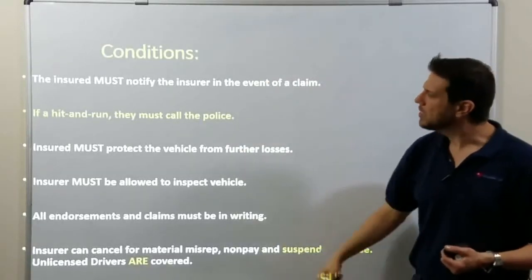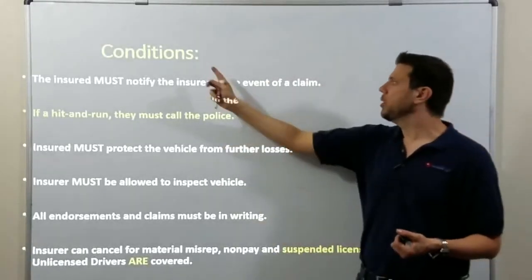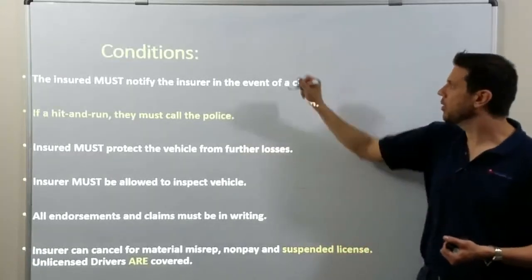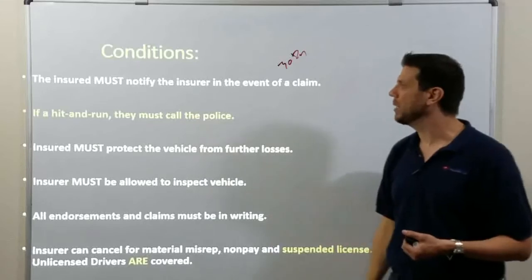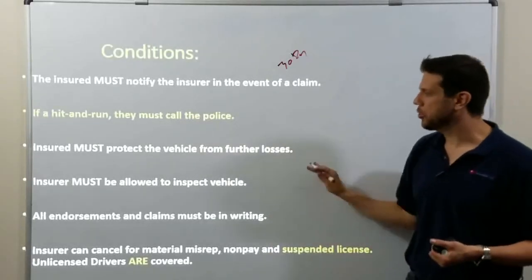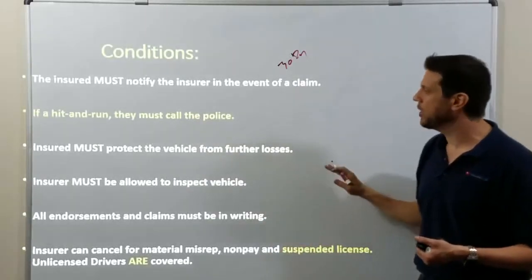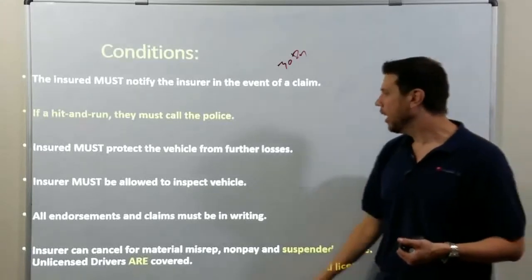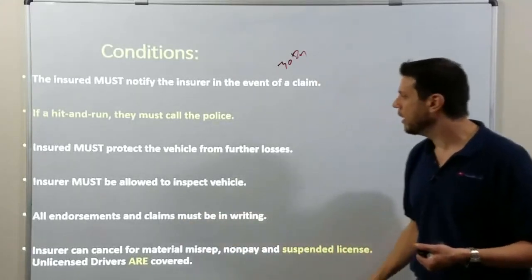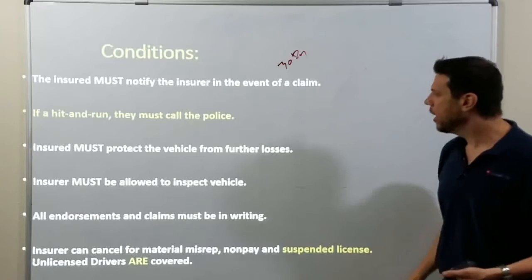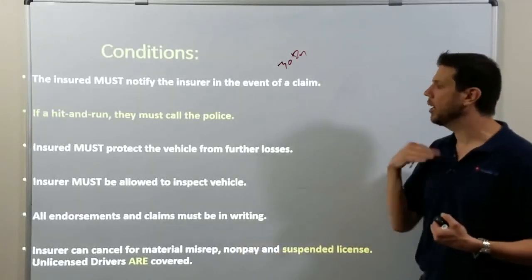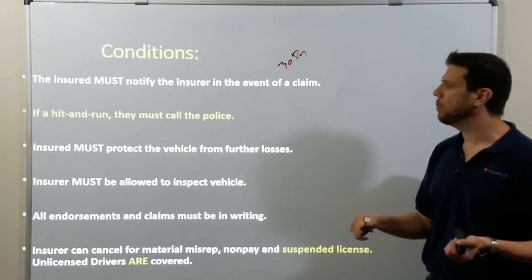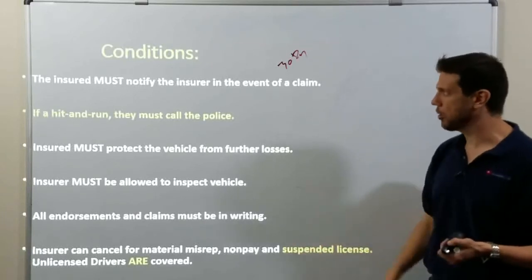This stuff's relatively simple. We'll just briefly mention it. You have to notify the insurance company within 30 days whenever you have a claim. If there's a hit and run, you have to call the police. You have to protect your property. You have to allow the insurance company to inspect the vehicle. Everything's done in writing as well as proof of loss. And if you have a suspended license and you get in an accident, you're not covered, just like revoked license, because those people are not legal to drive.